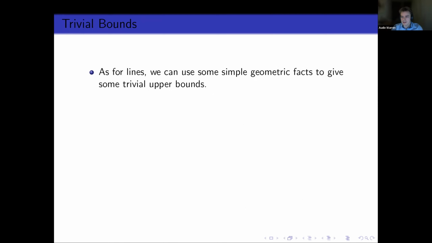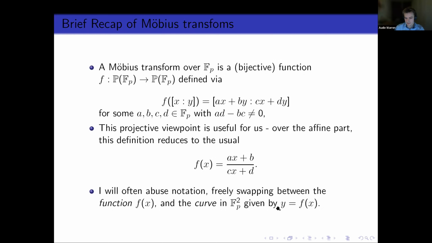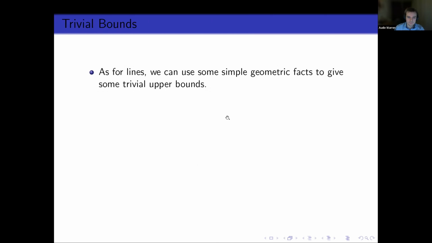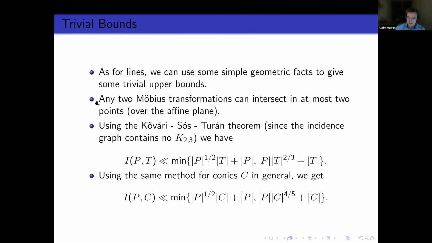So let's do some context again. I talked about the trivial bounds for lines before. What trivial bounds can we say for these Möbius transformations? I should say that these are conics, certainly: y equals f of x. What this means is if we take two Möbius transformations in FP2, they can only intersect in at most two places over the affine plane. So if we use the Kővári–Sós–Turán theorem again, the incidence graph now contains no copy of K_{2,3}.